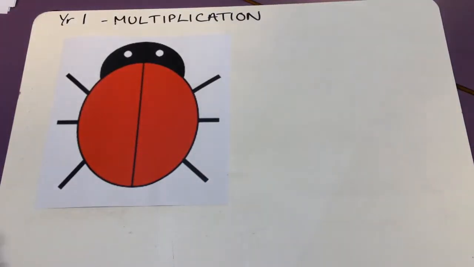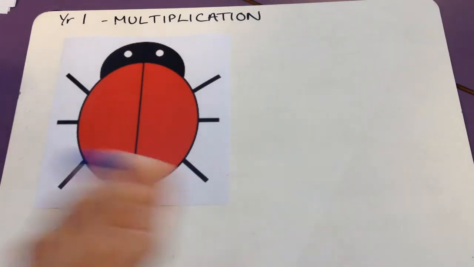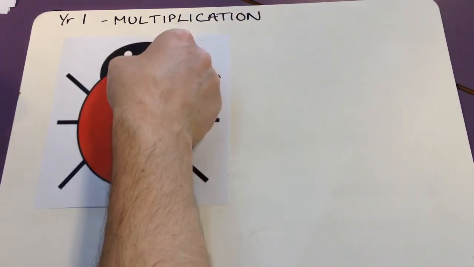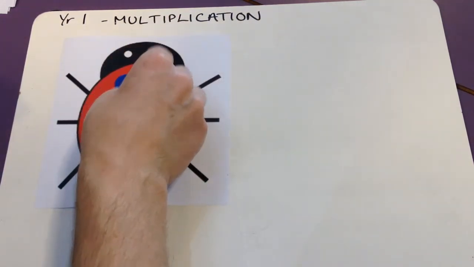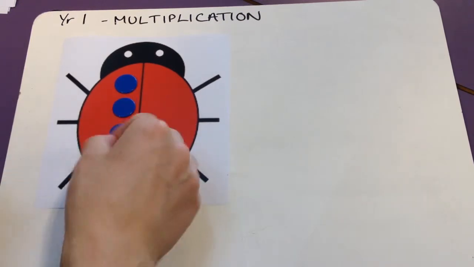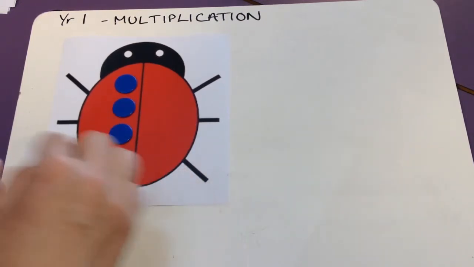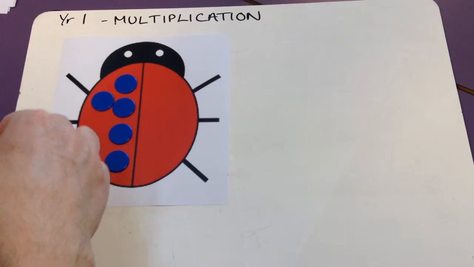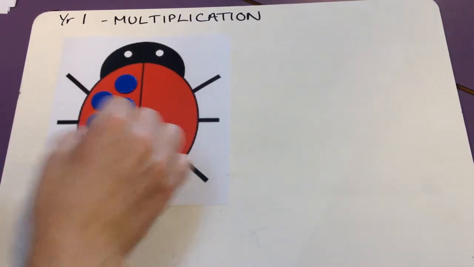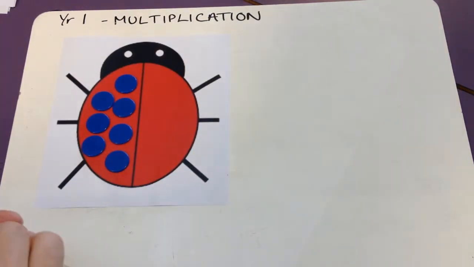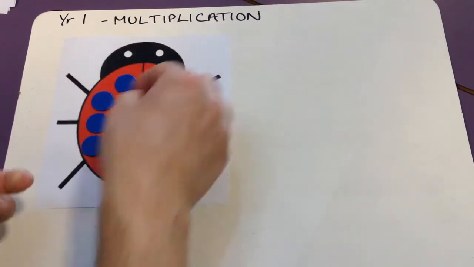In year one, with multiplication, we continue with the theme of doubling. So we can use that ladybird image again that we used in the early years and foundation stage. This time we're going to use bigger numbers. If we've got 7 spots on one side of the ladybird and we double the number of spots, we're going to have the same number on the other side.